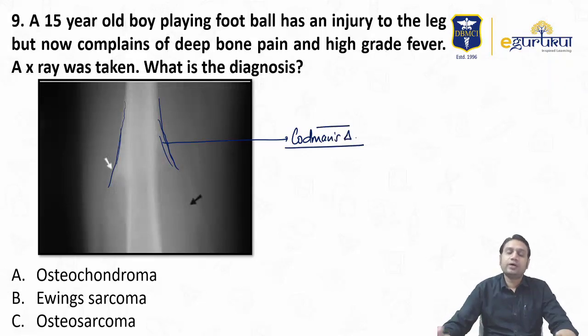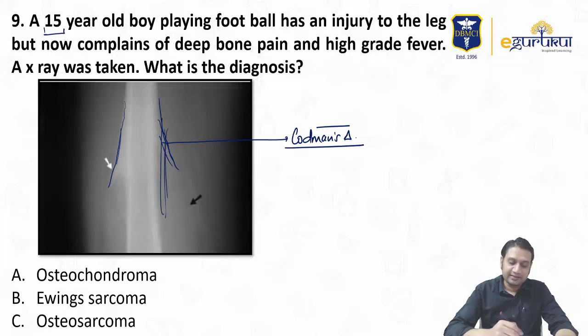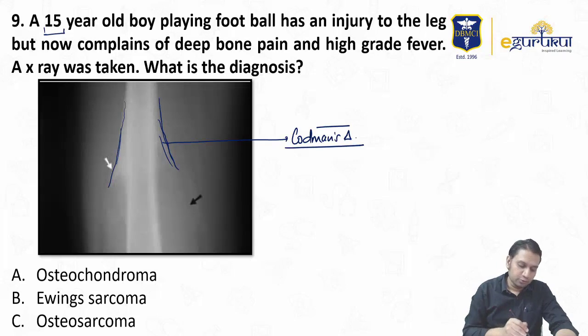So we often remain in a dilemma that Codman's is always seen in osteosarcomas. So it can be osteosarcoma, it can be Ewing sarcoma. But the point is, he is a 15-year-old boy. What is a more common tumor at this particular age? That is Ewing sarcoma. But yes, Ewing sarcoma should come to you not as the elevation, but as lines like this. If I only see this Codman's triangle, it goes more in favor of osteosarcoma.